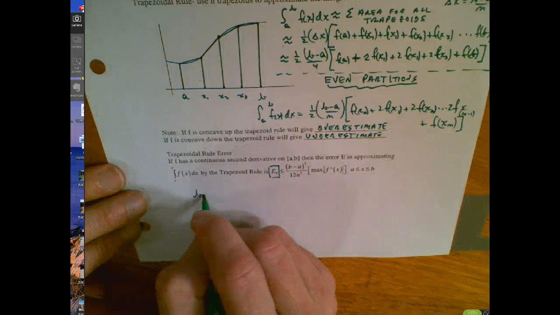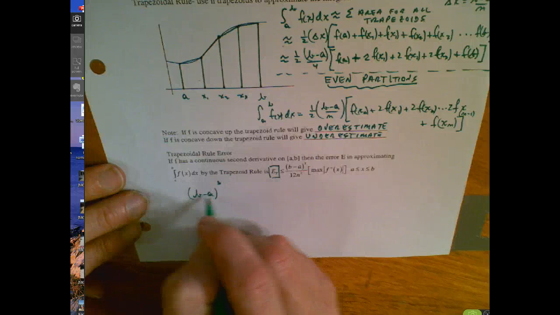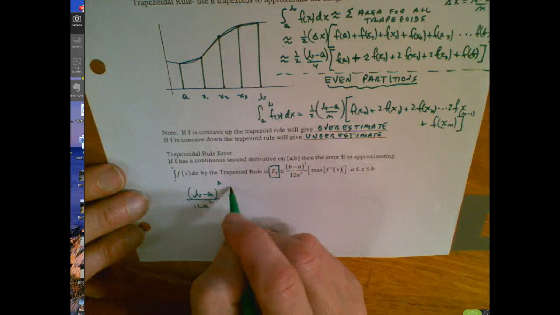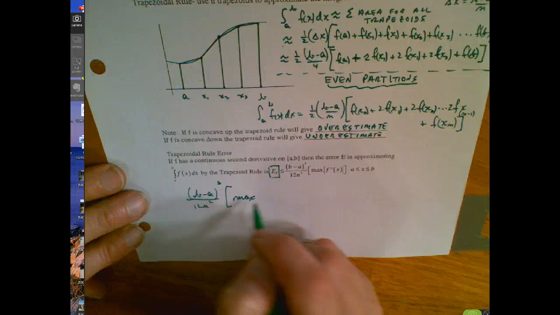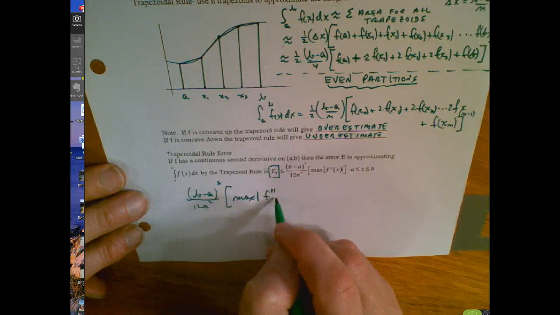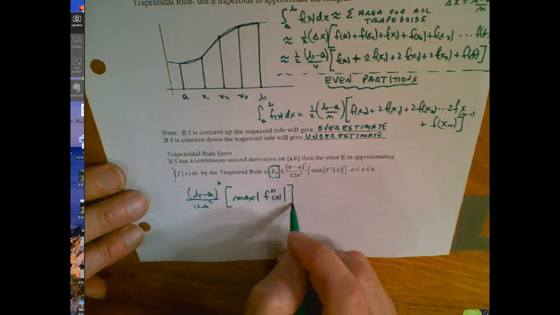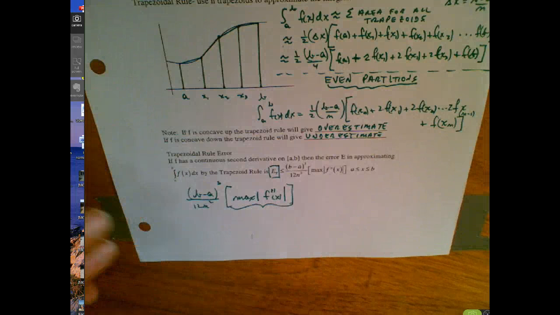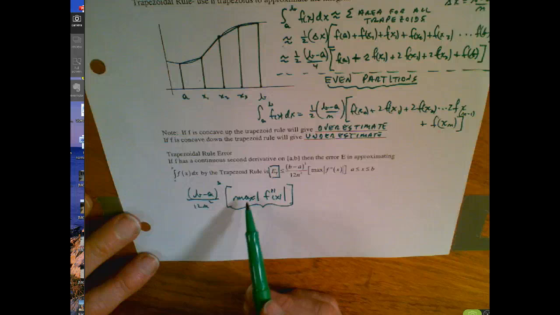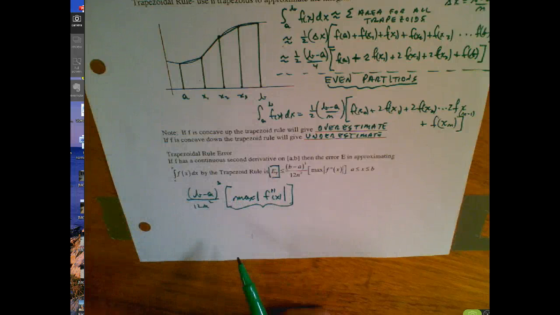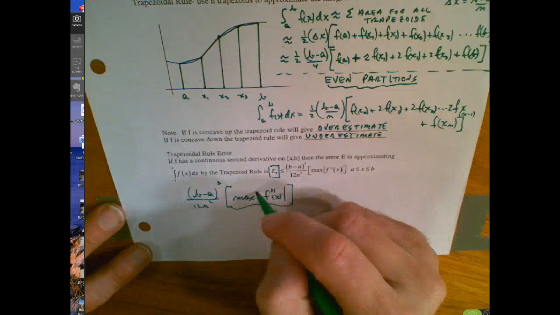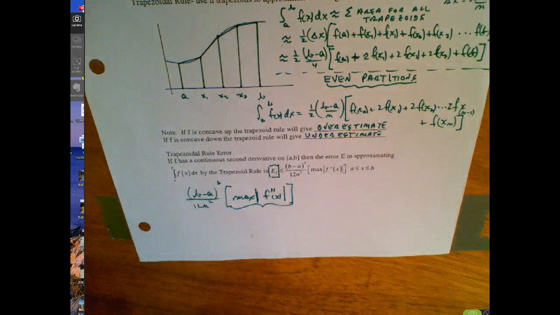It's going to be (b minus a) cubed over 12n squared, and then it's going to be the max value of the absolute value of the second derivative of x on the interval. So this number here is something we'll need to look at, and what the maximum value is. For example, what if this was a sine function? Well, what's the maximum value a sine function can be? And this is the absolute value of the second derivative. So what's the sine value's maximum going to be? Well, 1 at most. But if it's an absolute value, it could be -1 or 1. So we have to look at that.